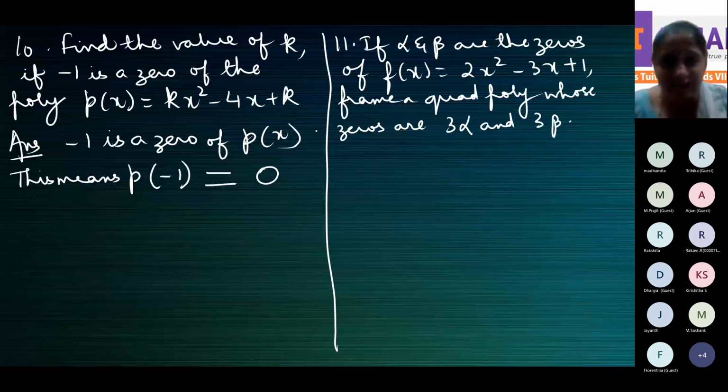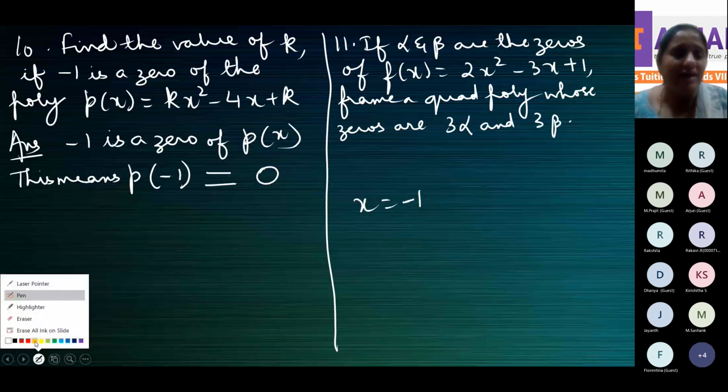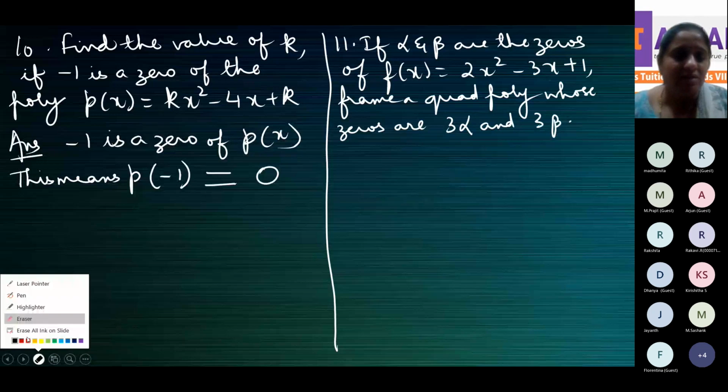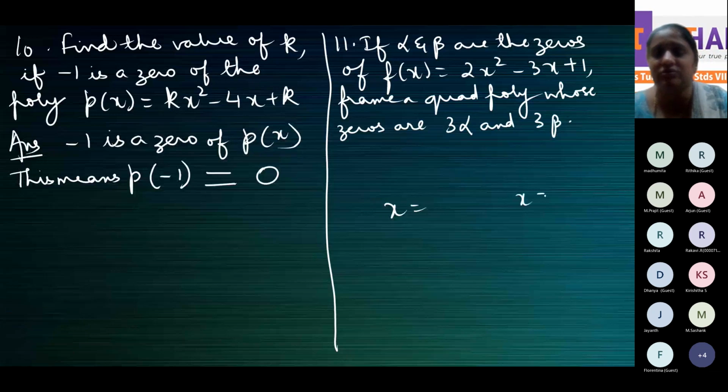In place of X, P of X, no? But what is a 0? X is equal to -1. -1 is a 0 means one of the values of X is -1. That means X will have two values, right? X is equal to something, X is equal to something. So one of the zeros is -1. So in P of X, in place of X, if you use -1, the value of the polynomial will be 0. That's why it's called a 0 of the polynomial.